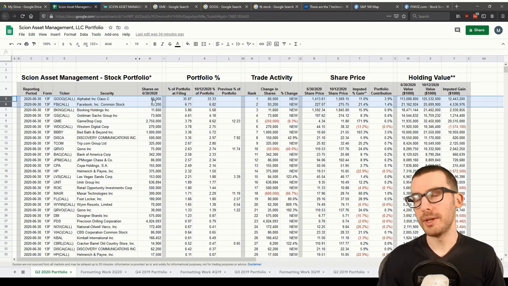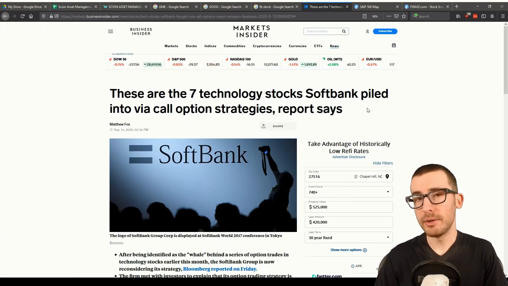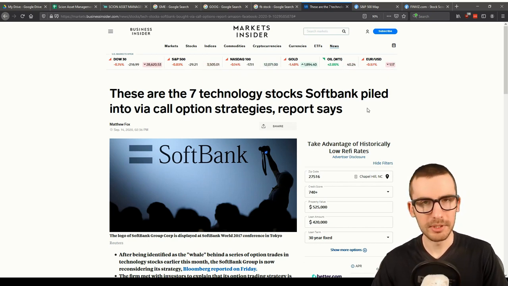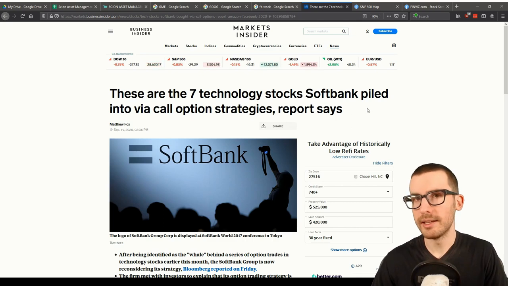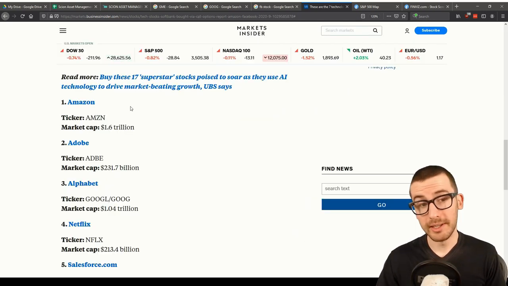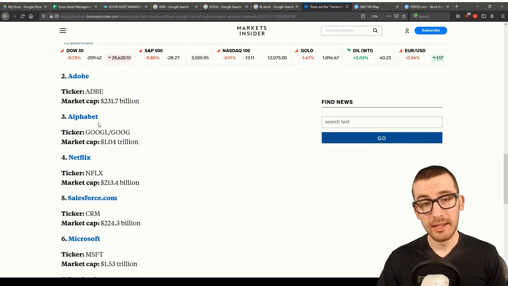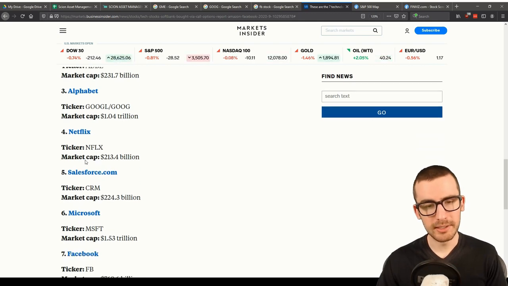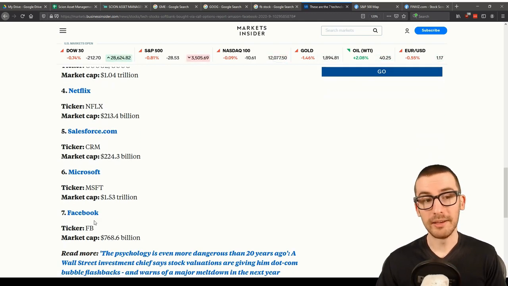Well, interestingly, when it comes to these call options on tech stock, Burry's not the only one with that idea. In fact, later in September, it was revealed that SoftBank, the large Japanese conglomerate, had also taken very large call option positions in the mega cap tech stocks. It was later identified that these stocks were primarily in the seven largest tech stocks, including Amazon, Adobe, Alphabet, which is again similar to Burry's position, Netflix, Salesforce, Microsoft, and Facebook.